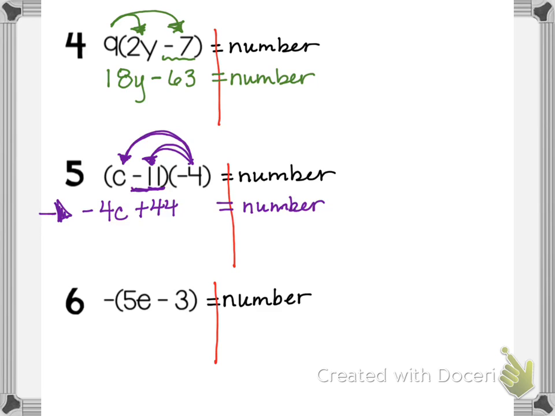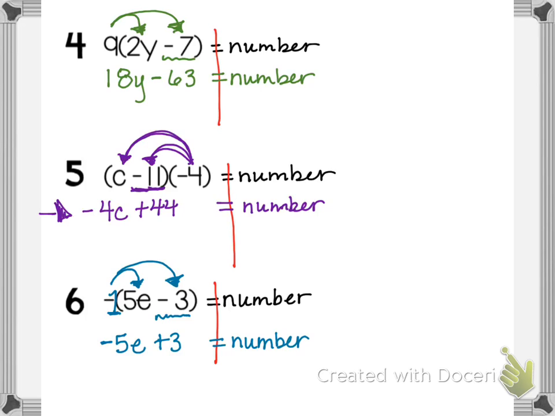So we shall do one more. Again, we have a negative, okay? Then we have parentheses 5e minus 3. If you don't see a number there, you can always put 1 as a placeholder. So negative 1 times 5e, and then negative 1 times negative 3. Super duper important to pay attention with that negative. So negative 1 times 5 is negative 5e. Negative 1 times a negative 3 is a positive 3. And then that equals some number, and now I can solve my two-step equation problem.